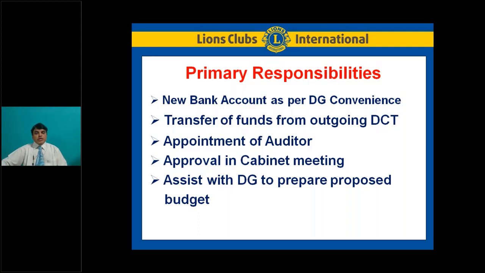Then it comes to assisting the district governor to prepare the proposed budget. This plays a vital role. For the proposed budget, you need to sit with your district governor and prepare it. And coming to this budget, our Lion facilitator, Lion Ramchandra Rao Garu, will be showing you in the practicum session.